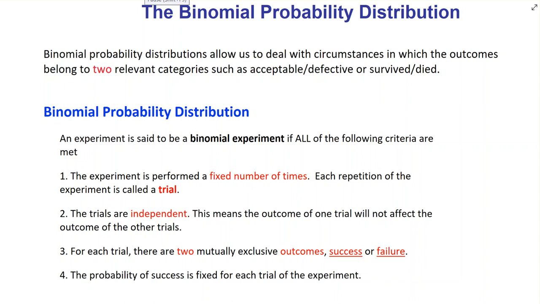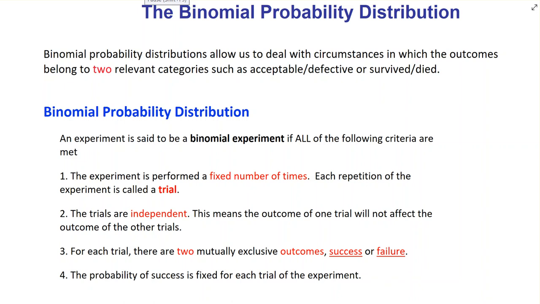The second part of this experiment that must be met is that each of our trials are independent. Remember when we talked about probability, two events were considered independent of each other if the probability of one event does not impact the probability of another event. And that's what we're referring to here.